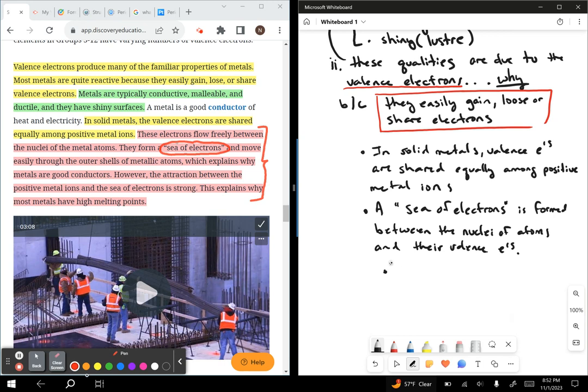Therefore, this little symbol means therefore, metals make good conductors. Okay, all right. However, the attraction between the positive metal ions and the sea of electrons is strong, and this explains why most metals have high melting points.